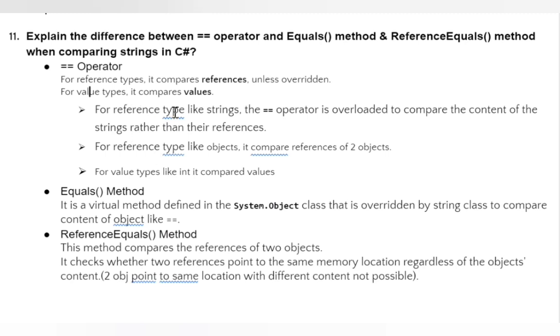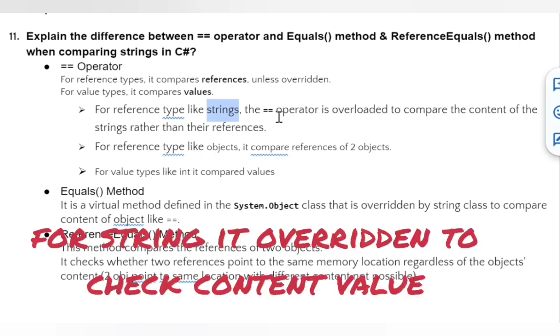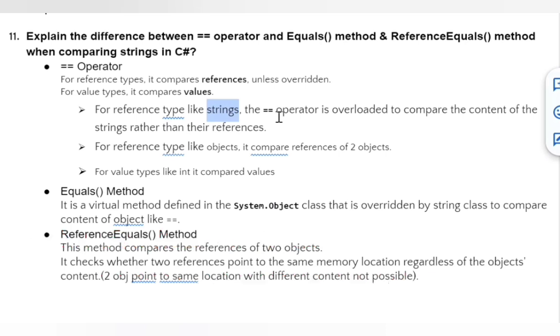But for a reference type like string, it should by nature compare references. But since the equal to operator is overloaded here, it has functionality to compare the content of the string, to compare the value of the strings rather than their references. So for string, the equal to operator will compare the value and not the references. But for other reference types like object, it always compares the two objects and not their values.